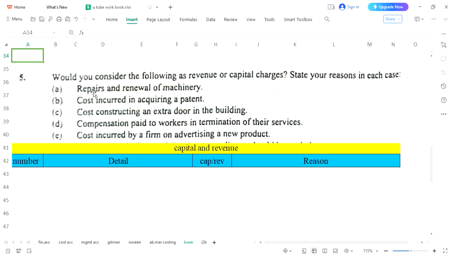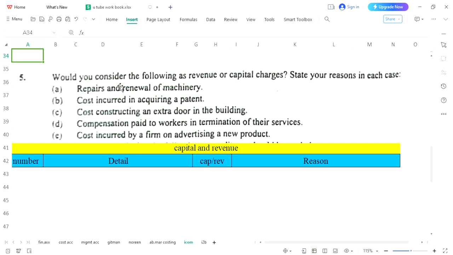Today's target is to solve question number 5. The chapter we are related with is capital and revenue, chapter 14. These 5 entries are given in your question. Performa is in front of us.